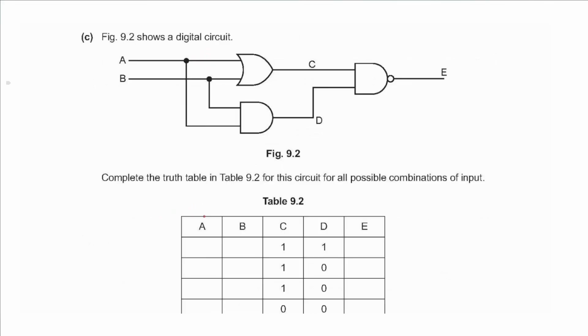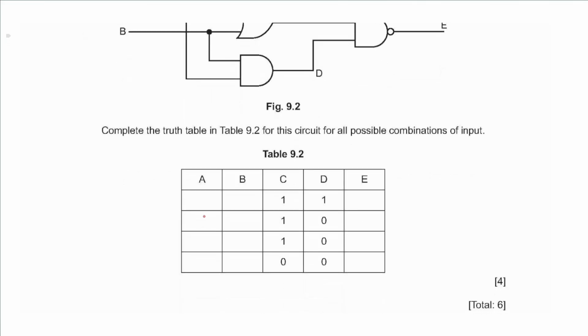Part C says figure 9.2 shows a digital circuit. We have two inputs A and B going to an OR gate and also the same inputs going to an AND gate. The output of the OR gate is C, the output of the AND gate is D, and these outputs are inputs to a NAND gate with an output E. Complete the truth table in table 9.2 for this circuit for all possible combinations of input.